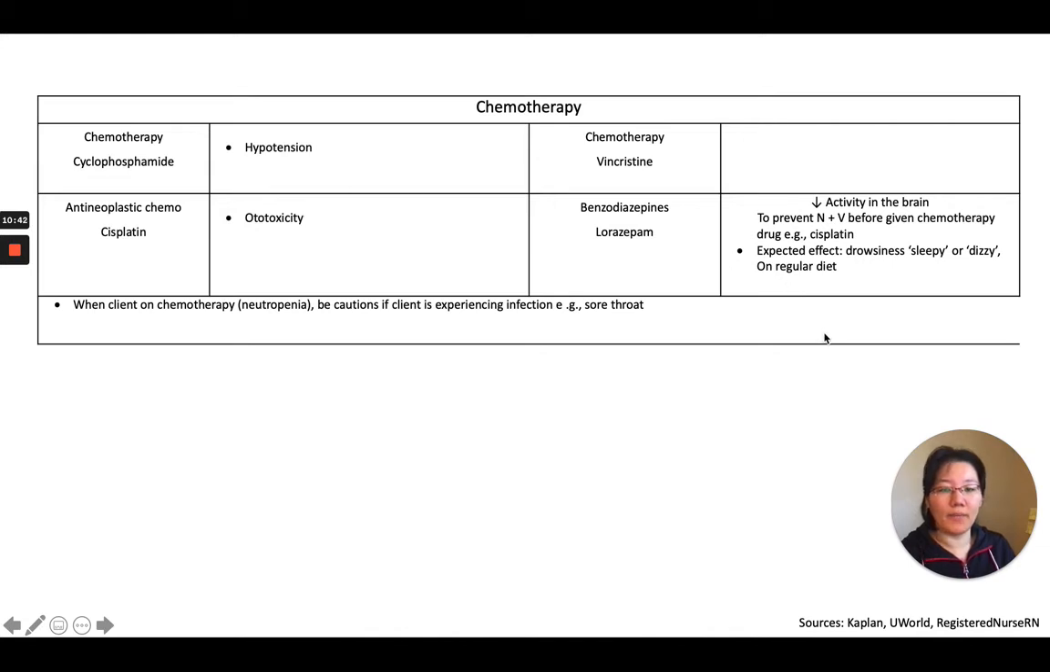Chemotherapy here, the main point to remember is infection status, immune system. Especially when we give vaccines, we need to make sure that they are not live vaccines, because patients on chemotherapy, one of the side effects is immunocompromise.